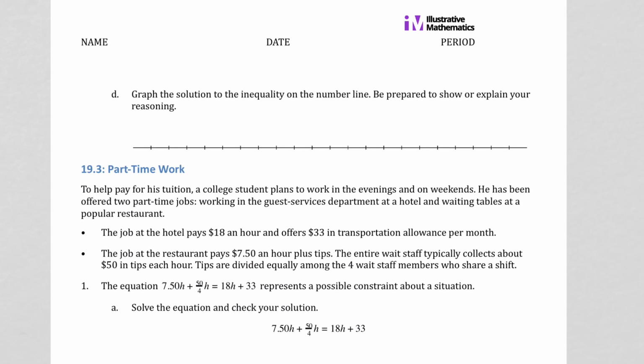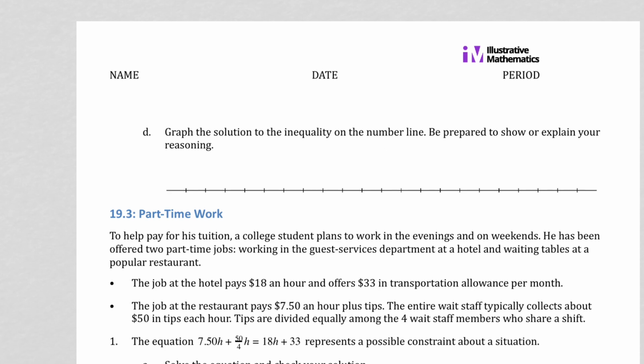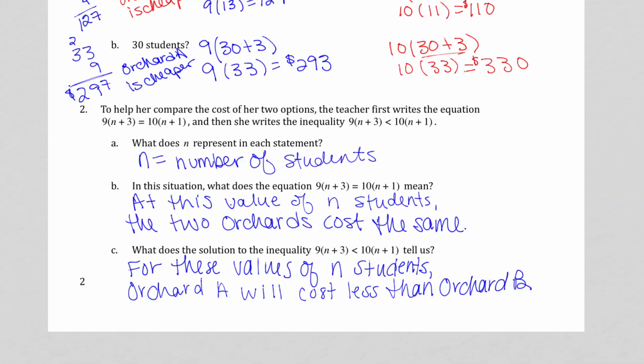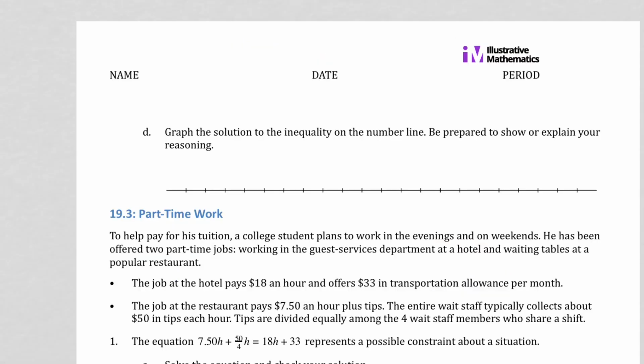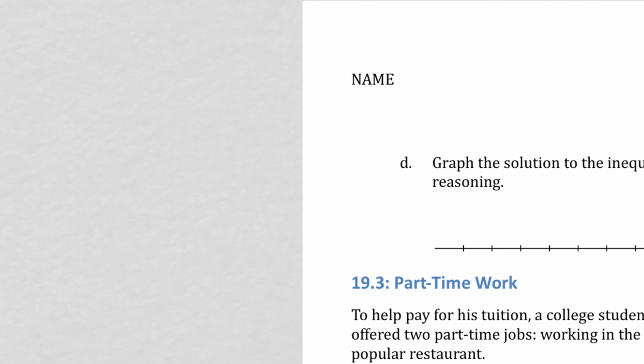So now we're going to graph this. We're going to graph the solution to the inequality on the number line. Let me go back one second. It doesn't tell me to solve for it right here, does it? It does not. So I'm going to write it over here to the side. So we had 9 times n plus 3 equals or less than 10 times n plus 1. So I'm going to solve for n.